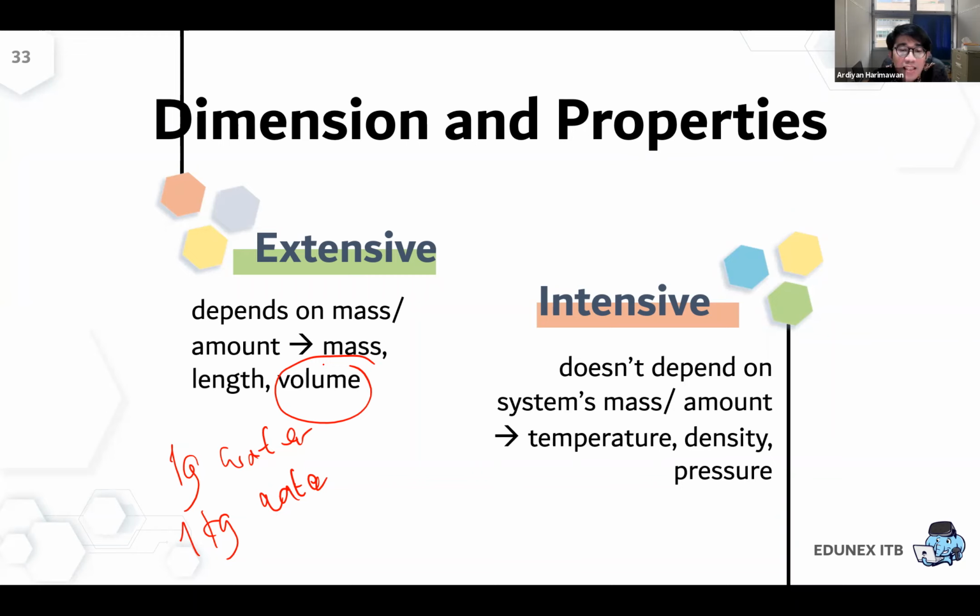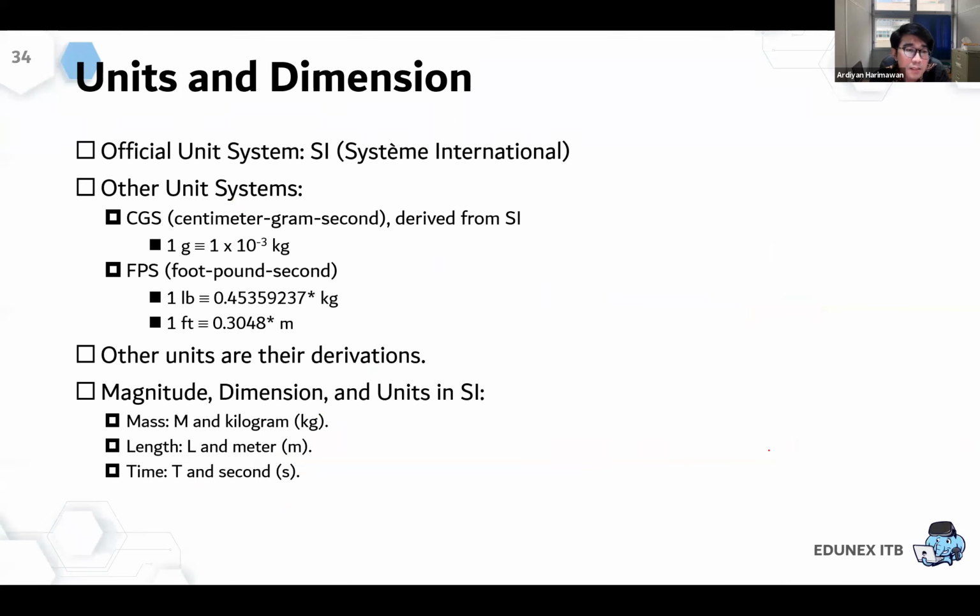The other one is intensive. Intensive doesn't depend on the amount, doesn't depend on the size. You can name, for example, temperature, density. The temperature of 1 gram of water compared to 1 kilogram of water is the same. The density is also the same. So we call it intensive properties.